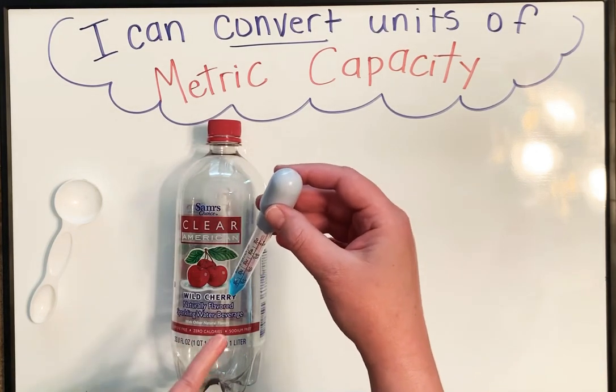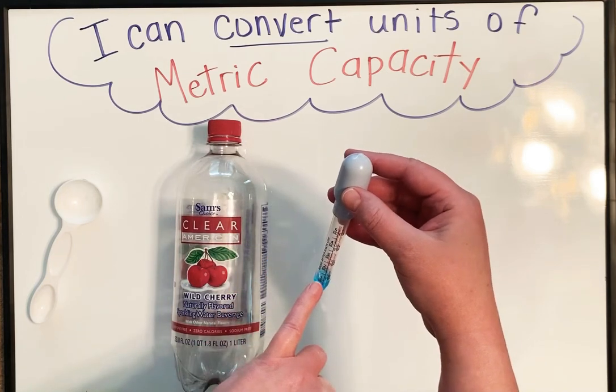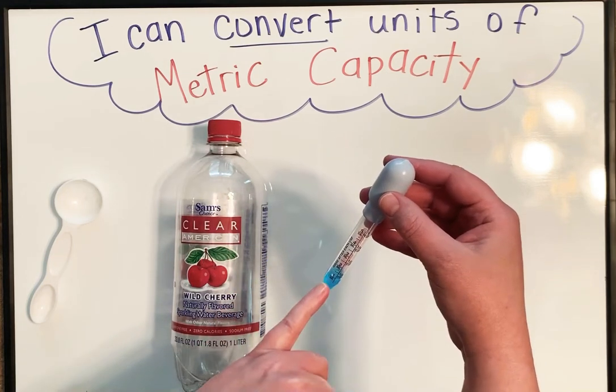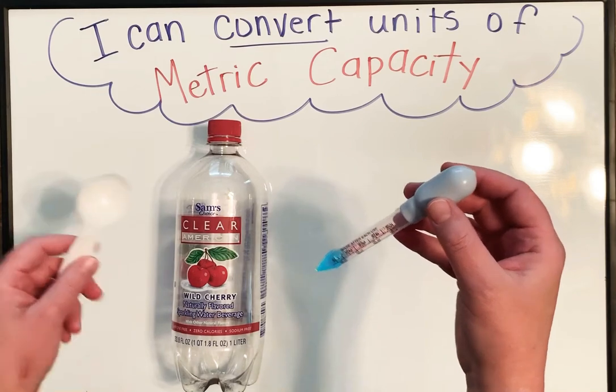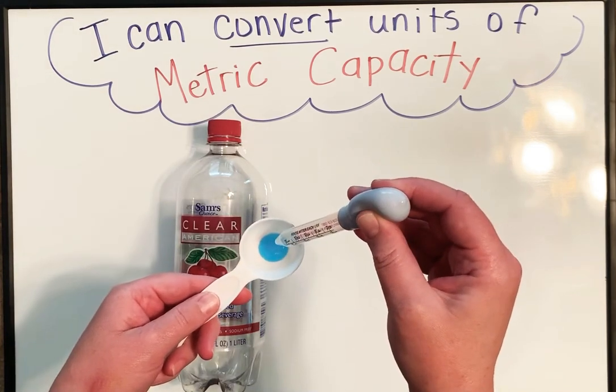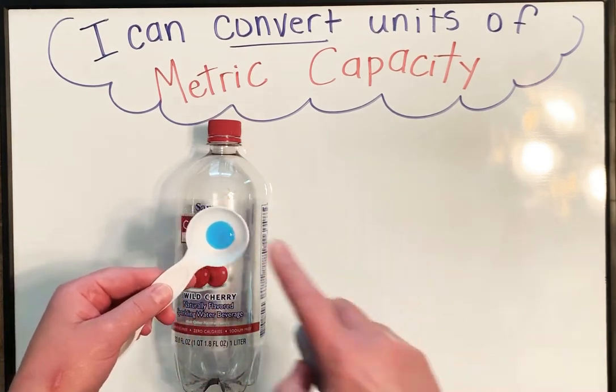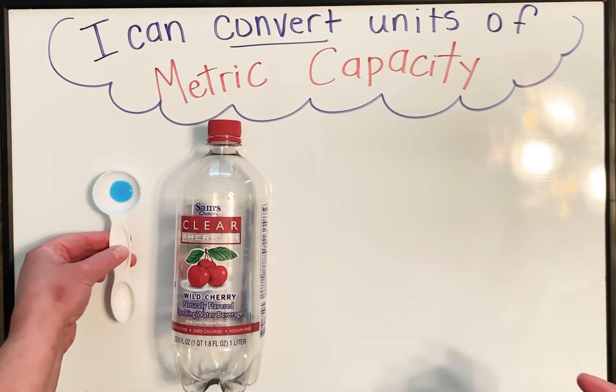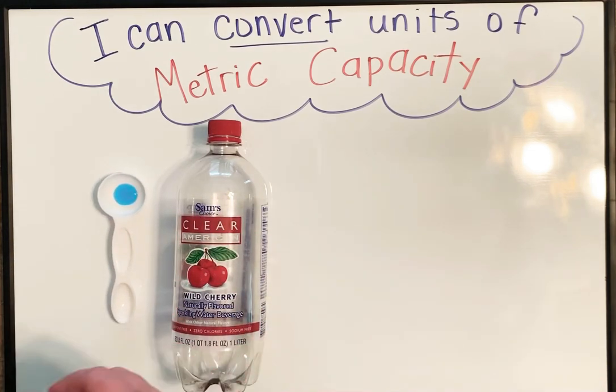Here I've got a medicine dropper that shows 1 milliliter of water. I colored it blue so you could see it. And I'm going to put my 1 milliliter in this spoon so you can see about how much is in a milliliter. That is exactly 1 milliliter.